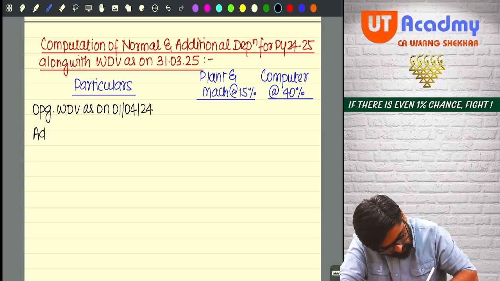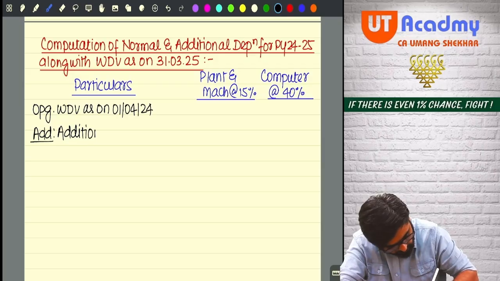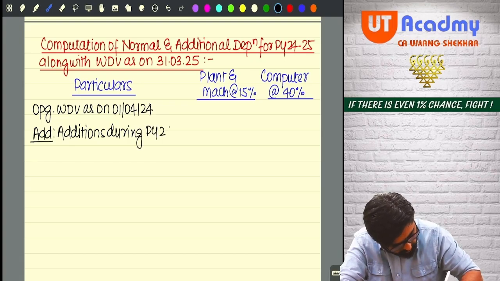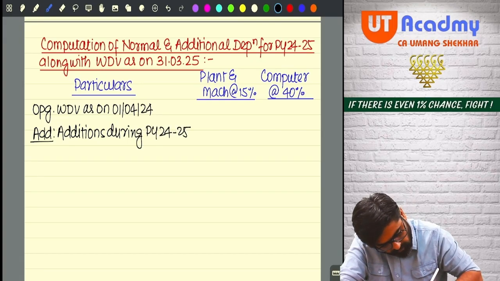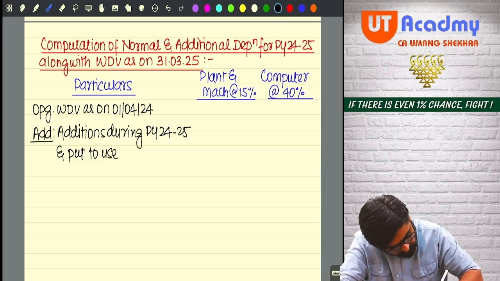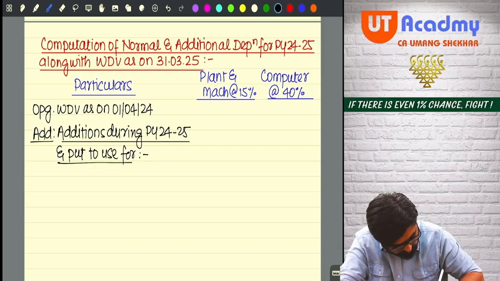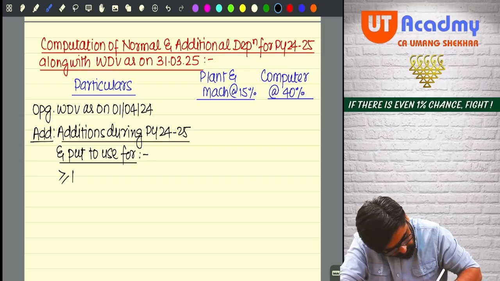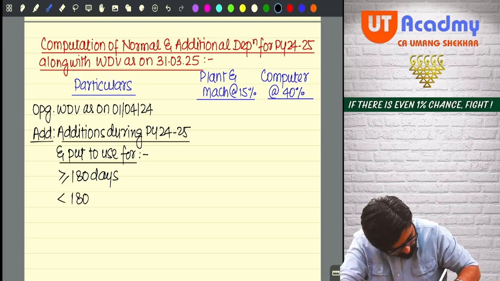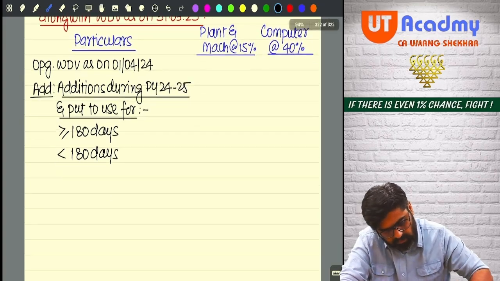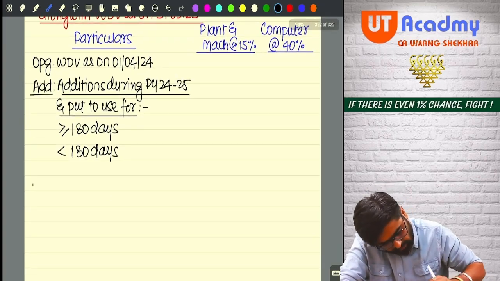In that I will add additions during previous year 24-25, and those additions are put to use during this year for greater than equal to 180 days, less than 180 days, and then I will reduce.